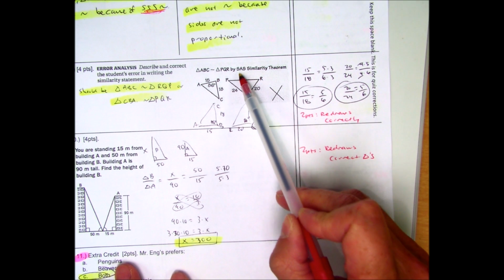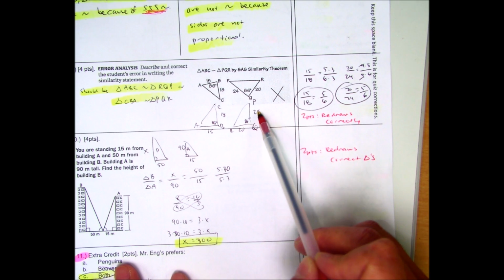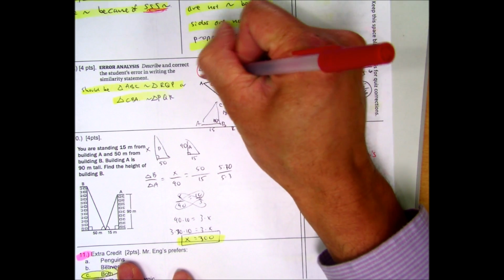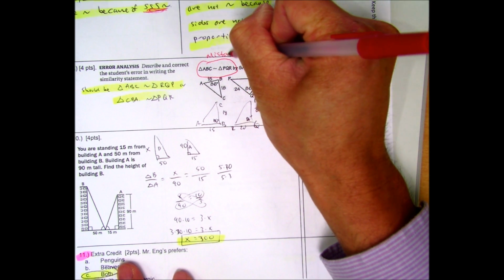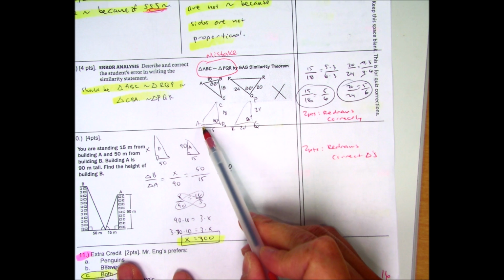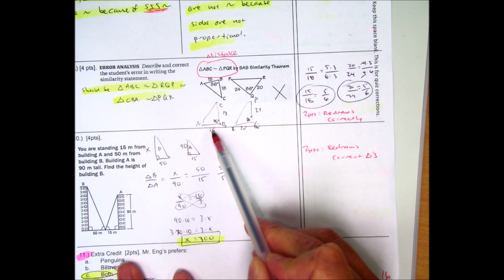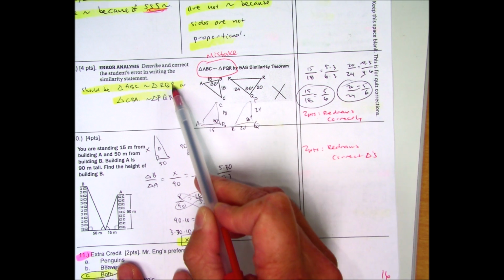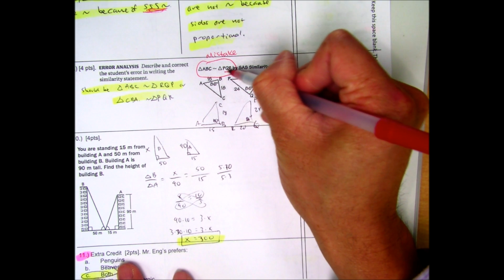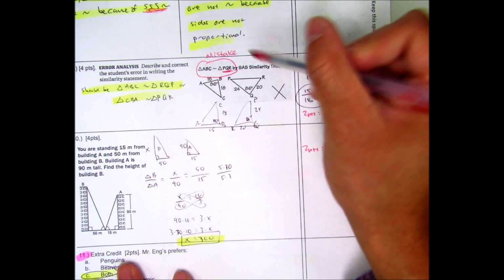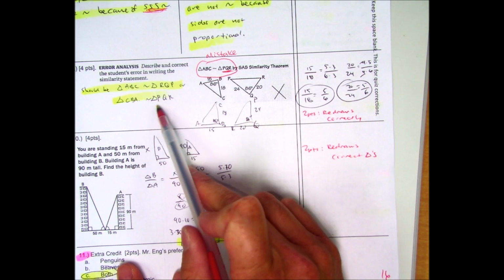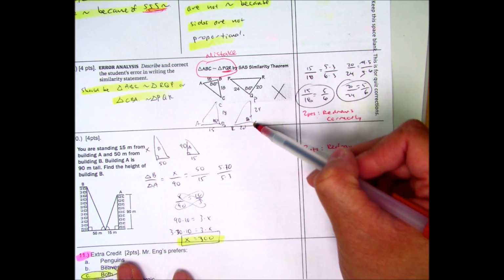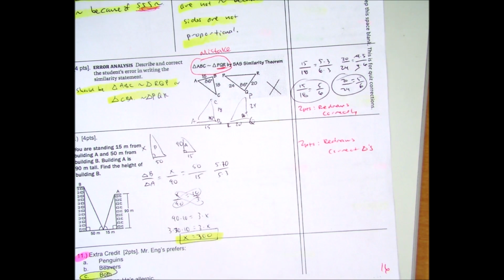So the student was correct when they wrote SAS, SAS. That's correct. The only mistake the student made was their similarity statement. Look at it: A, B, C. 15, 18 to 24. This would be R, Q, P would be the correct answer. The mistake the student made was the letters were out of order. Order does matter. Now, if you kept PQR, you could also have written CBA, since PQR is going this direction, and that would also be acceptable.